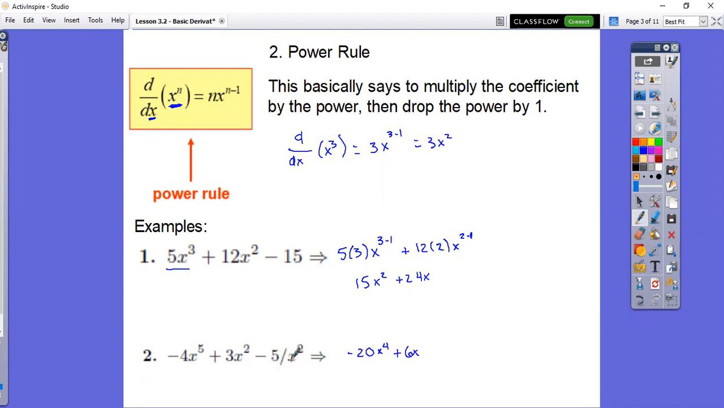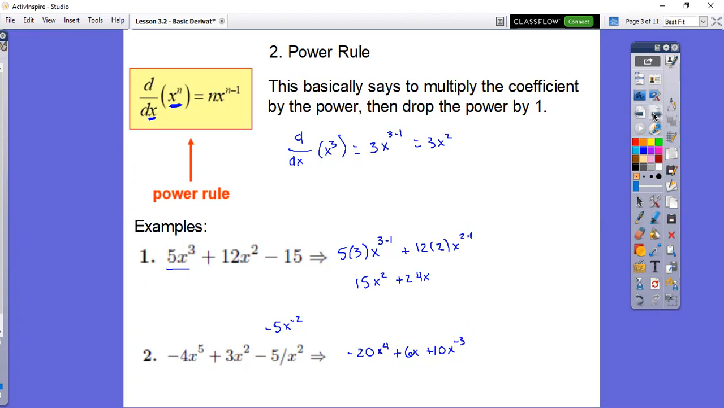And now this one I have here because remember, if I have negative 5 over x squared, I can rewrite this as minus 5x to the negative 2nd. If I write this as negative 5x to the negative 2nd, then I multiply. Negative 5 times negative 2 is positive 10. This is plus 10x to the negative 3rd. Negative 2 minus 1 gives us negative 3.